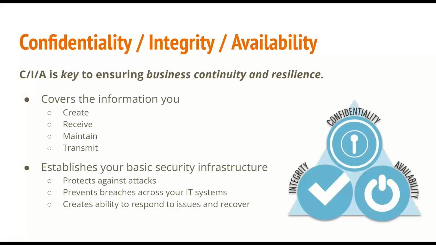And you need to make sure that it's available to you, your team, as needed to run the business, and is appropriate to your vendors, your customers, etc. And so when we talk about building out the cornerstone of confidentiality, integrity, or availability, or CIA for short, we're really talking about establishing your basic security infrastructure.